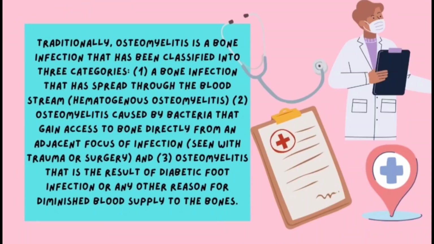Traditionally, osteomyelitis, a bone infection, has been classified into 3 categories. Number 1, a bone infection that has spread through the bloodstream, hematogenous osteomyelitis. Number 2, osteomyelitis caused by bacteria that gain access to bone directly from an adjacent focus of infection, seen with trauma or surgery. And number 3, osteomyelitis that is the result of diabetic foot infection or any other reason for diminished blood supply to the bones.